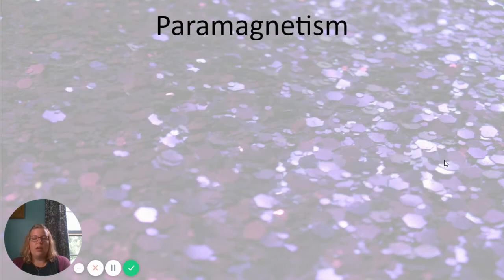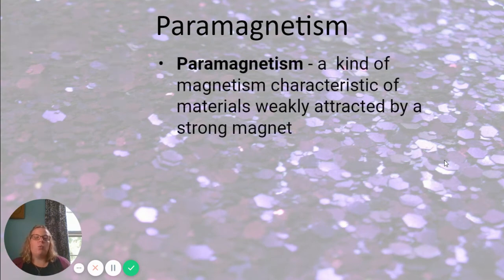Now, there is a property that we can figure out when we look at our orbital diagrams, and it is called paramagnetism. Paramagnetism is a kind of magnetic character that happens with elements that can be weakly attracted by a strong magnet.